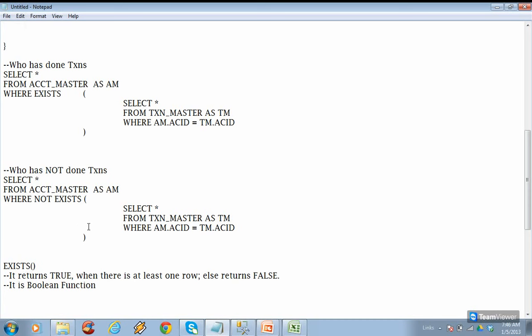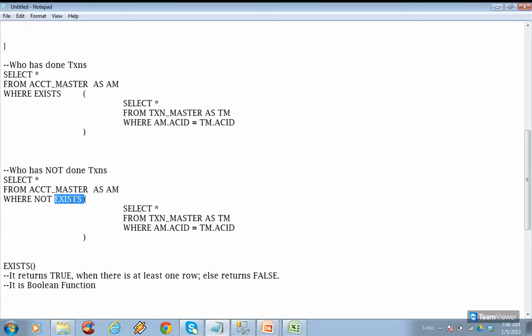Clear? So this is not exist. Exist returns true, so it returns false. If you put not exist, true will become false and false will become true. That's it. It is a function. Exist is not a clause. Exist is a function. Clear? Good. So exist is not a clause.